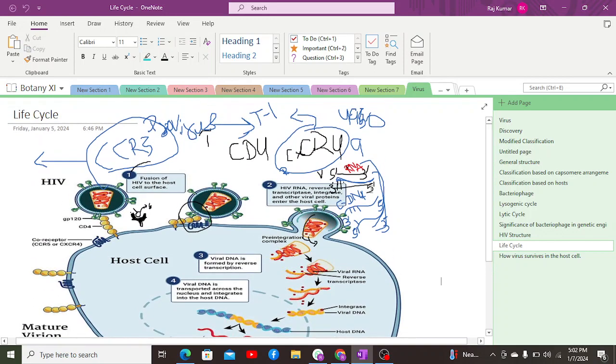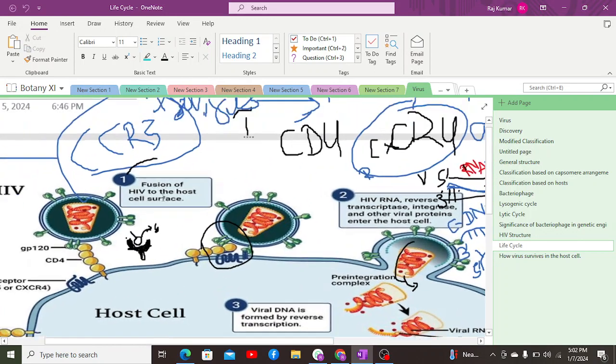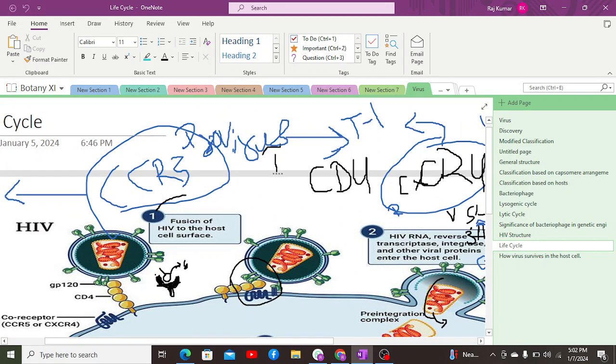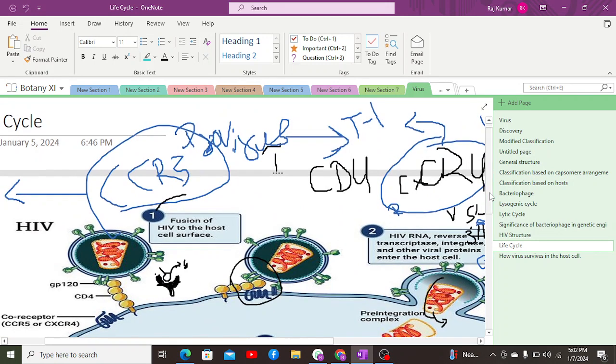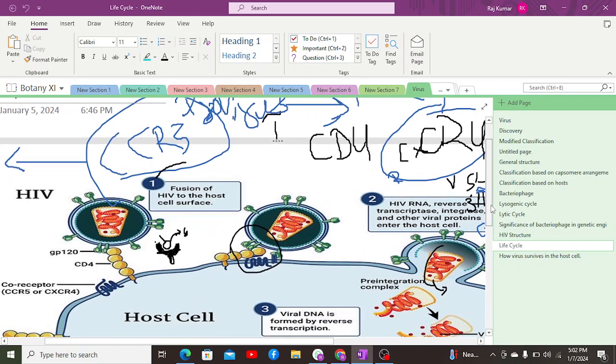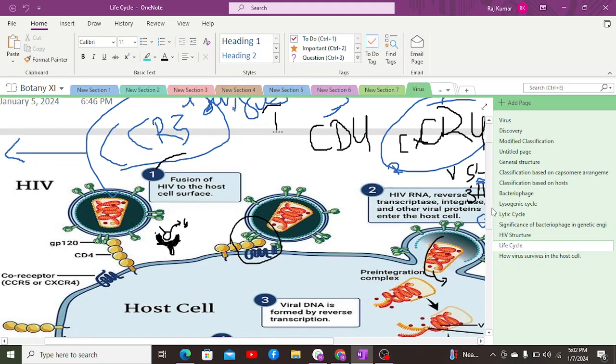So, starting with the first stage of the life cycle, as previously introduced, the first step is the binding stage, also called the adsorption or attachment stage. What actually happens in this stage is that the CD4 receptor of the host cell is what HIV infects, so it infects CD4 cells.